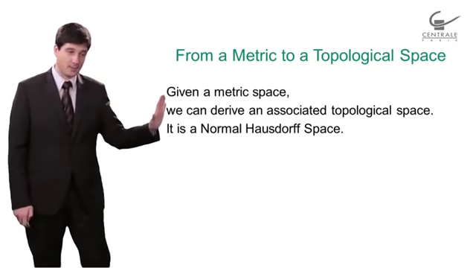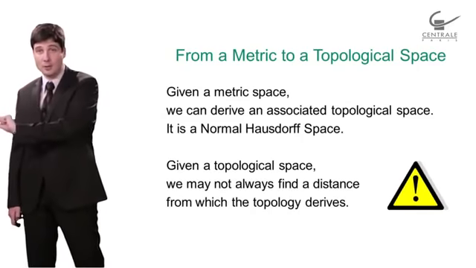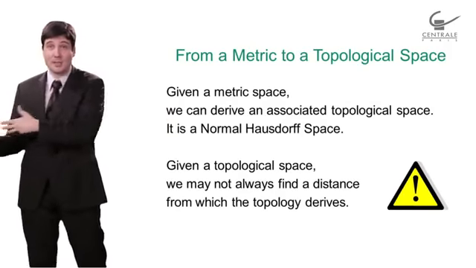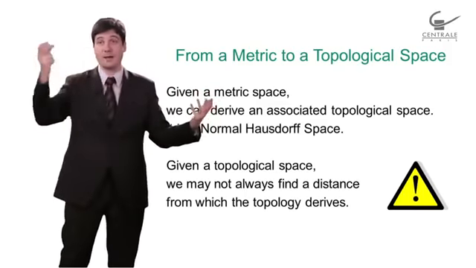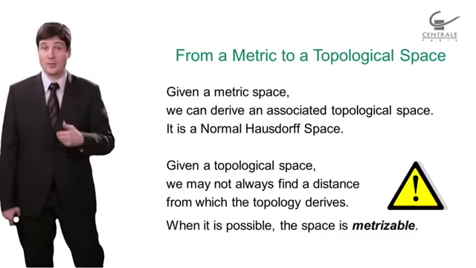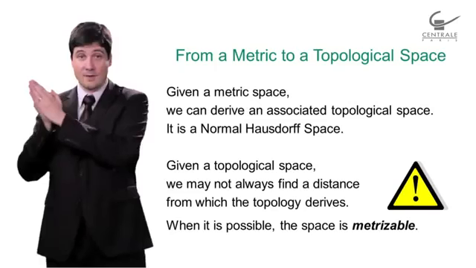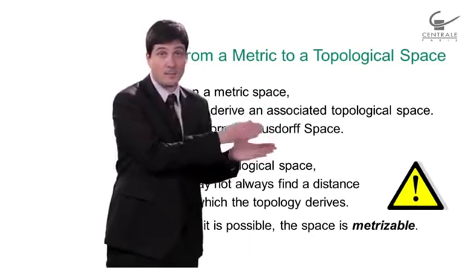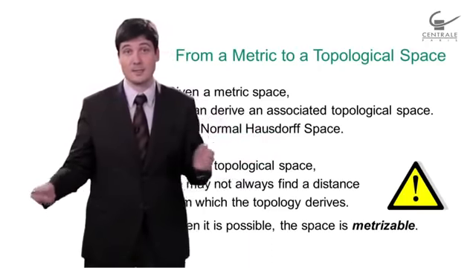Now, I can go from metric to topology, but I cannot go back from topology to metric. Or as a matter of fact, sometimes I can start with a topology and find a metric such that the metric space will provide this topology, but sometimes I can't. When I can, the space is called metrizable. And when I can't, well, it's non-metrizable. So if I have a metric space, I can always derive a topology. If I have a topology, sometimes I can find a metric space, a distance that will provide this topology. Sometimes I can't.